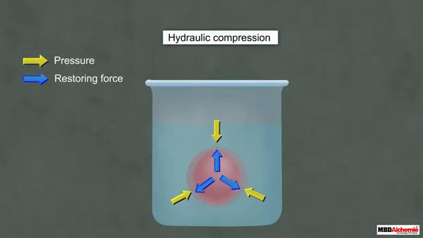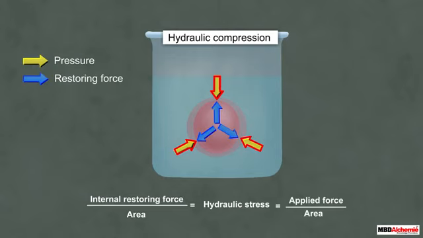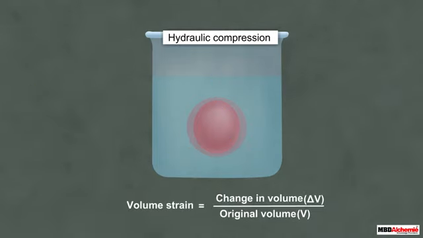Internal restoring forces are developed in the spherical ball, which are equal and opposite to the force applied by the fluid. This internal restoring force per unit area is called hydraulic stress. The magnitude of this stress is equal to the magnitude of the applied force per unit area. The strain produced in this case is called volume strain, and it is expressed as the ratio of the change in volume delta V to the original volume V.